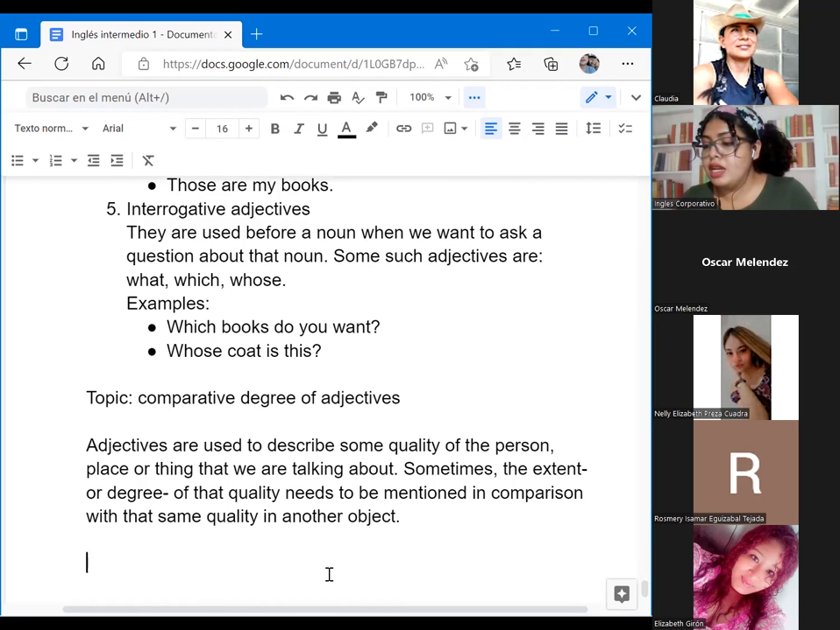Then we have that adjectives have 3 degrees of comparison. Los adjetivos tienen 3 grados de comparación. They have 3 degrees of comparison.